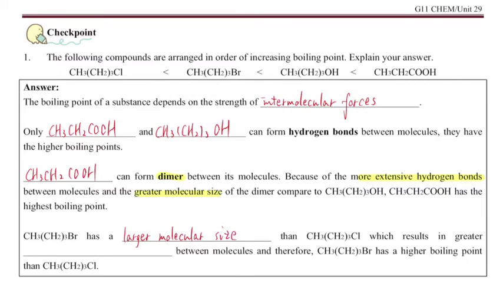Okay, so the larger molecular size would result in greater van der Waals forces between molecules, and therefore this molecule would have a higher boiling point than this one. Okay, that's how we compare the boiling points between those molecules.